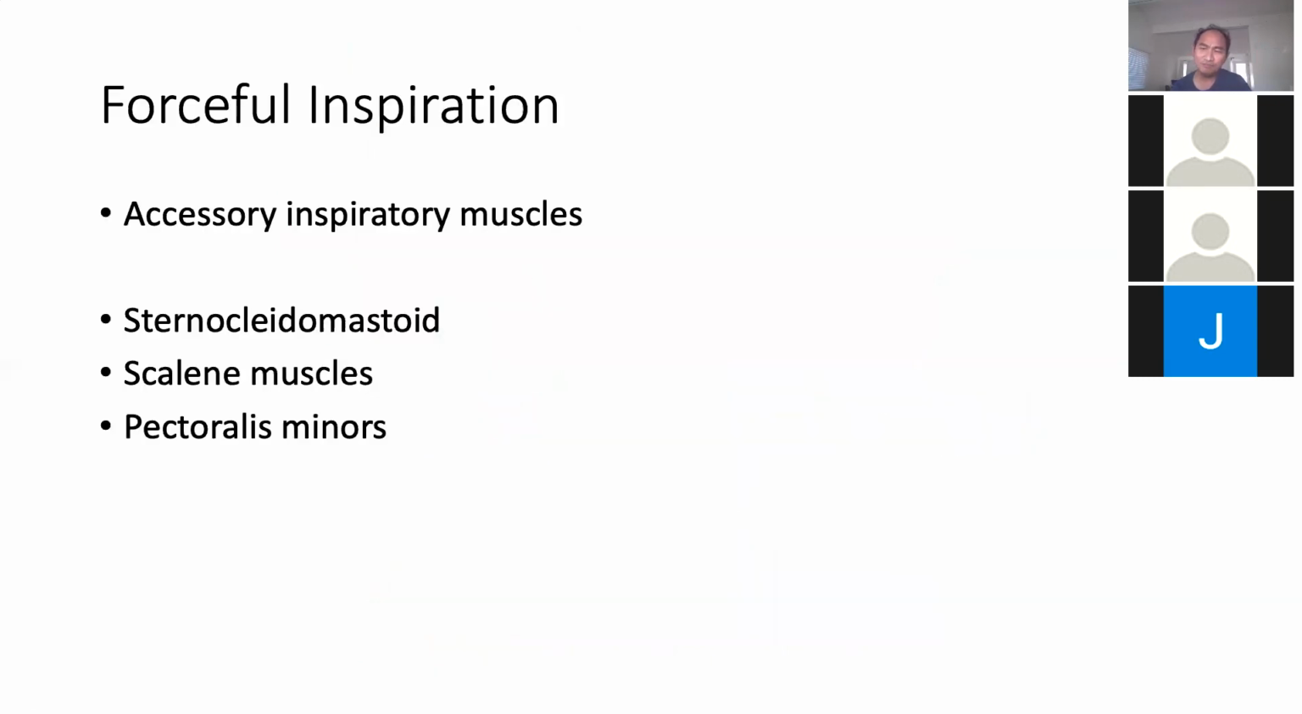So let's say forceful inspiration, we are struggling for breath, for someone who is having an asthmatic attack. We said the external intercostal and diaphragm alone cannot do the job anymore. So they have to ask for the sternocleidomastoid, scalene muscles, and pectoralis minor muscle to help to expand the thoracic cavity. So that is for forceful inspiration. In forceful inspiration, these muscles come into play, but in normal quiet respiration, they don't really need to.